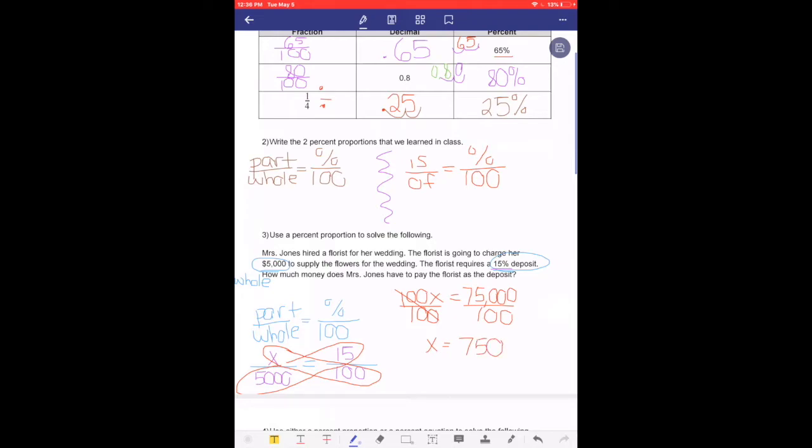And then we want to add the unit. So in this case, the problem is asking you how much money does she have to pay. So I'm just going to put a dollar sign here. $750.